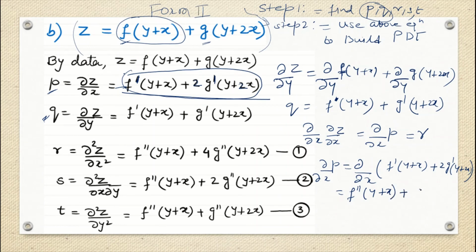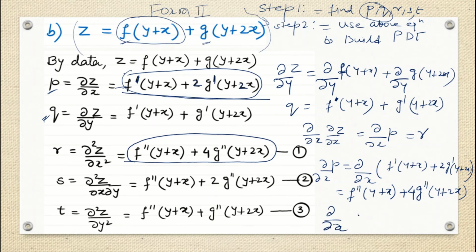This is your g double dash, because del by del x, so g double dash y plus 2x. 1 2 is already present, and this 2 also becomes your 2 into 2, 4. So we have got this much also. So we got my r. How to get s? So s is what? S is del by del x of del by del y of z.